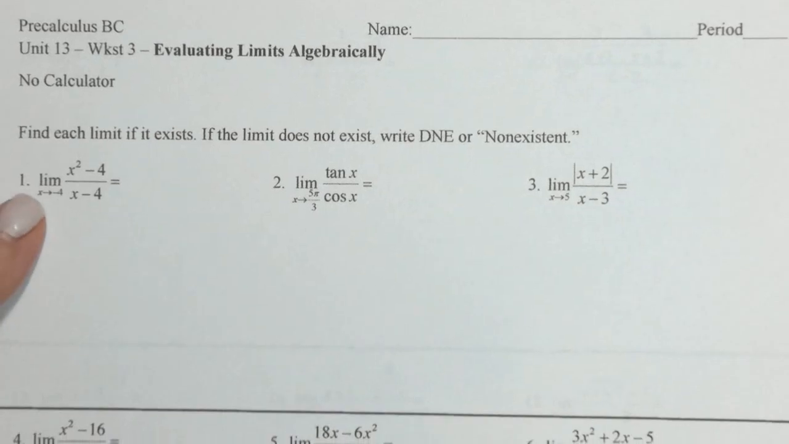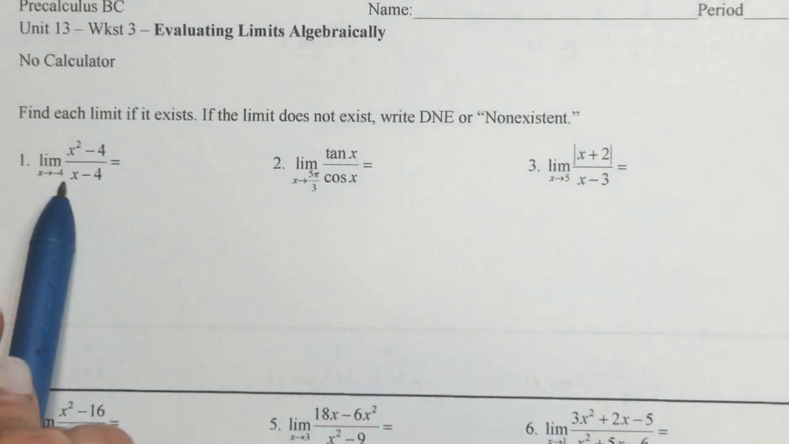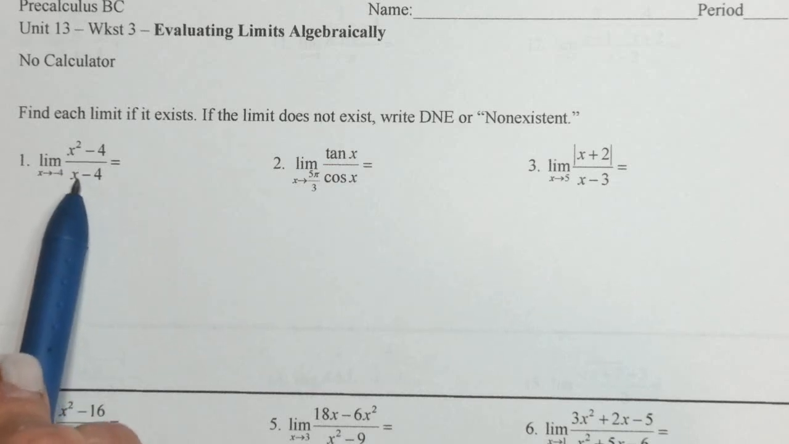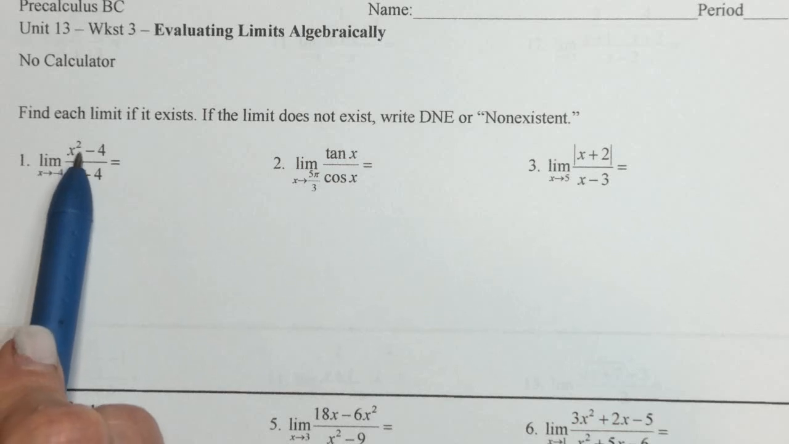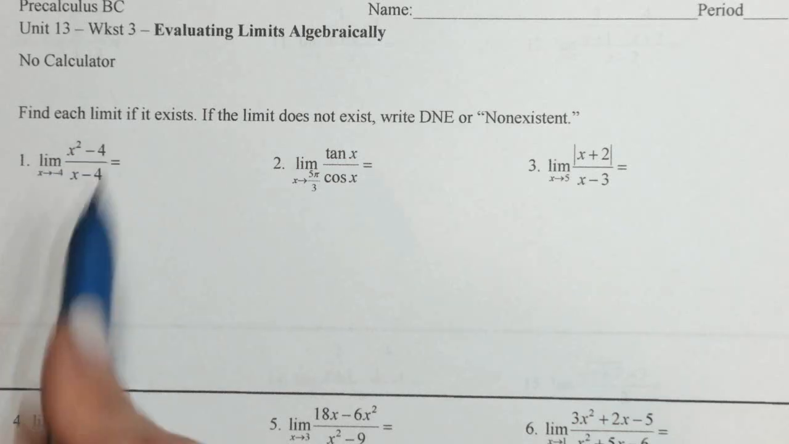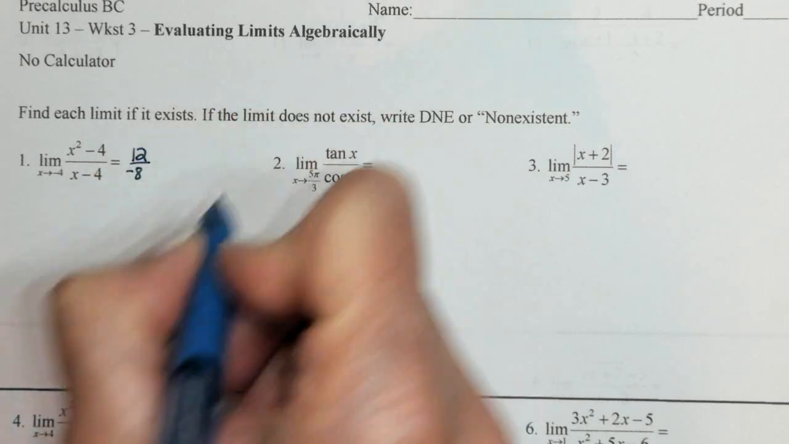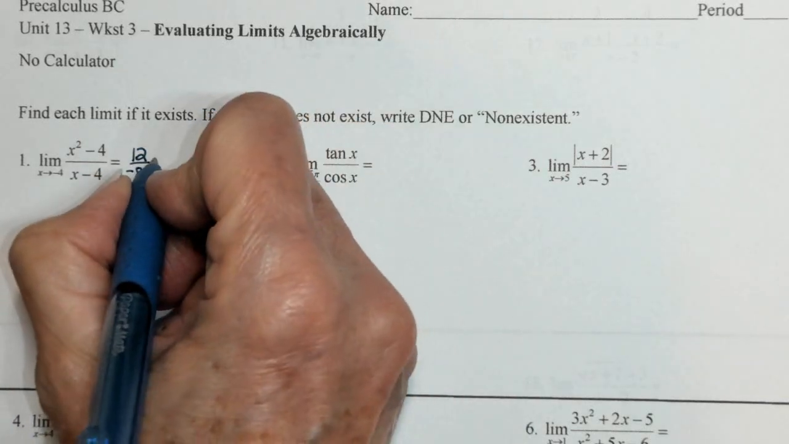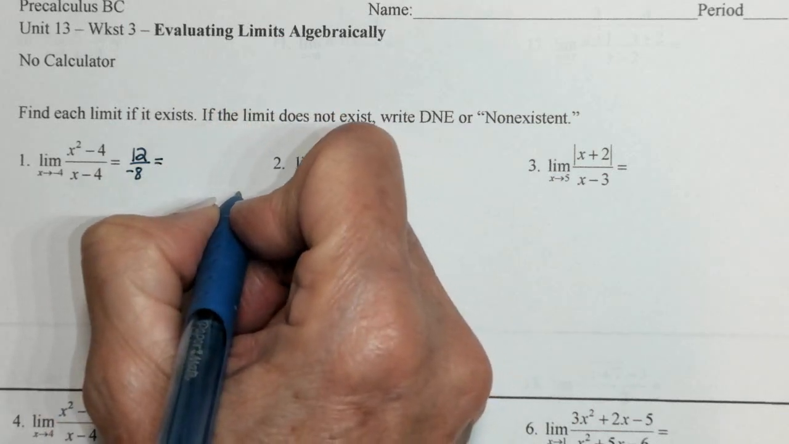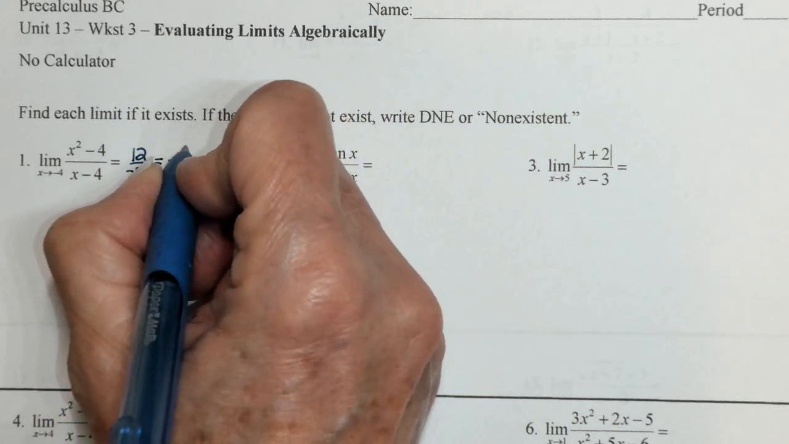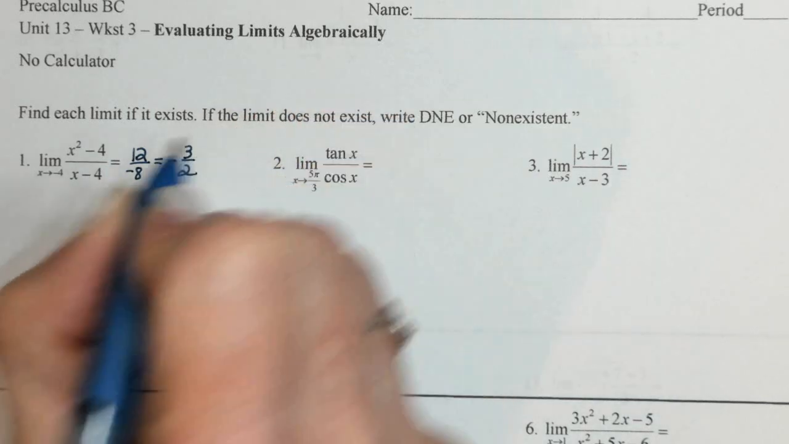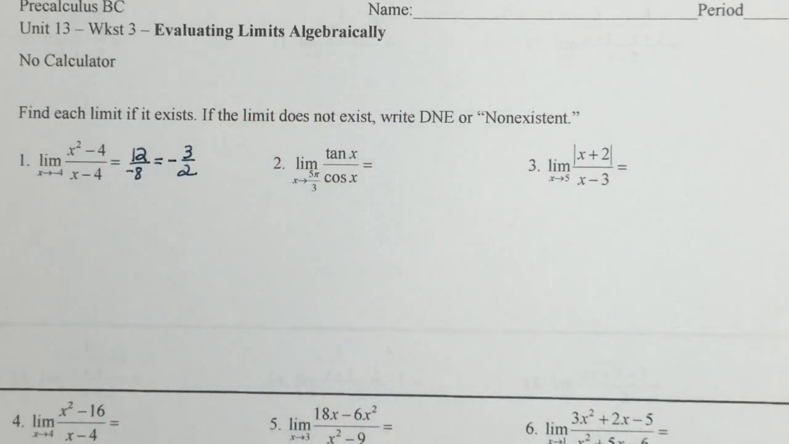Alright, as x goes to -4, the very first thing we always do is just plug in this value for x. As x goes to -4, the bottom is going to be a -8. The top is going to be 16 minus 4, which is 12. So this is 12 over -8. Nothing funny going on. No 0 over 0. No 0 in the bottom. This is just a -3/2. So nothing very interesting about that. It's just that's what it is. Okay?